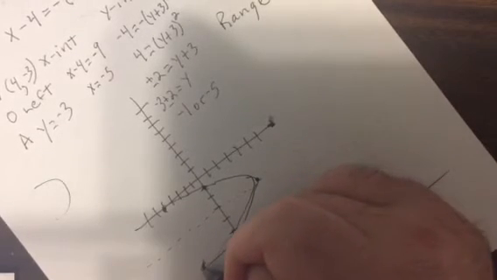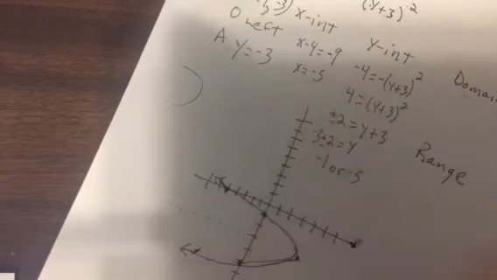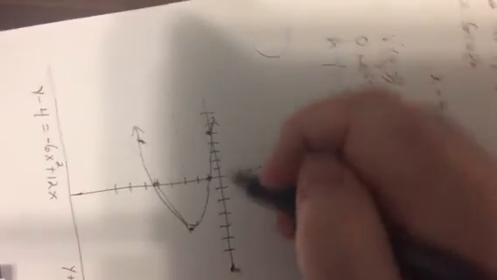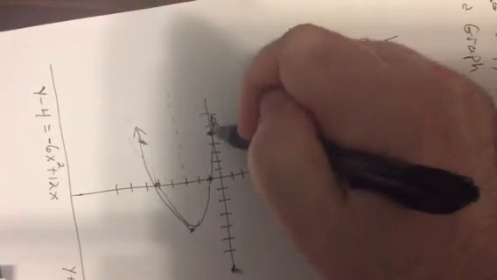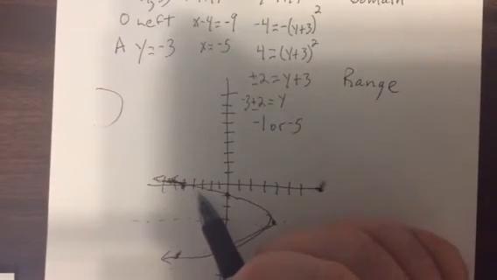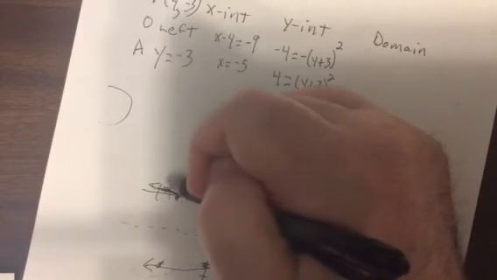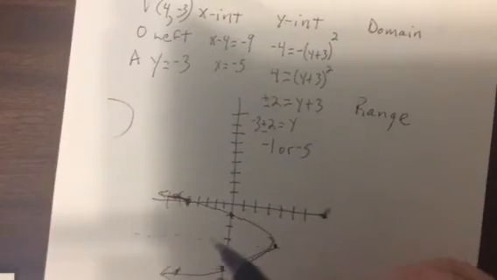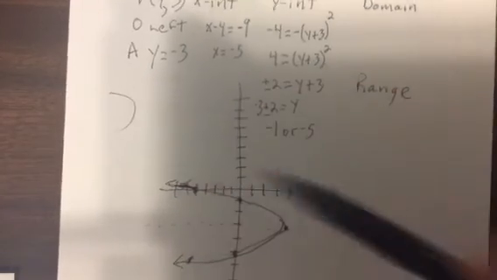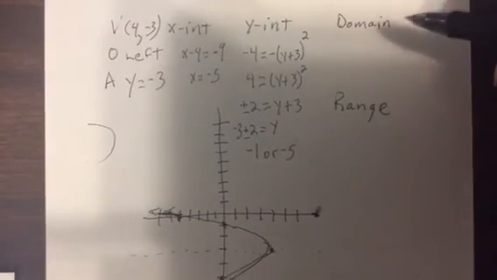Now, you have to put arrows at the end. I took a little bit off a couple people's tests because they drew points. No, a parabola goes on forever. Now, be very careful. Sometimes people want to curve it. No. It curves and it goes out. So there's no max or min.